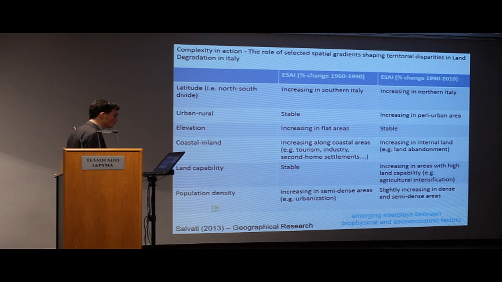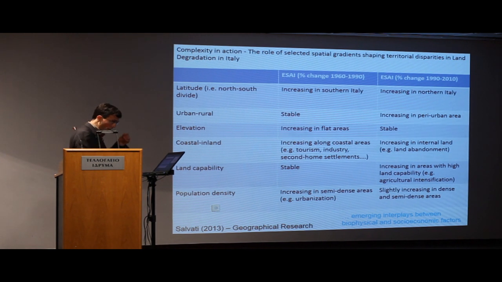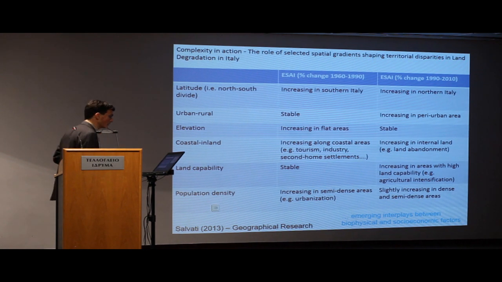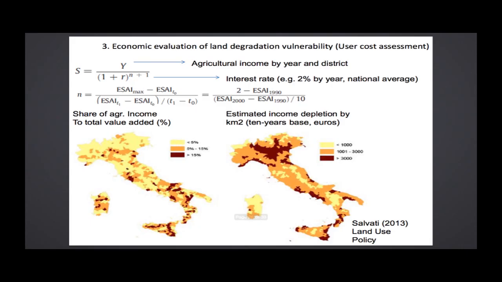Another example I want to give you about the possible use of a very simple indicator of land vulnerability to desertification is a very simple method for economic evaluation of land degradation vulnerability. I use this according to a method which is called user cost assessment. It's an economic method. I don't want to suggest this to the economic panel of UNCCD just because it's too simple, but it's just to introduce a very simplified example of how to use a simple index of land vulnerability to desertification in a more complex framework for economic evaluation.